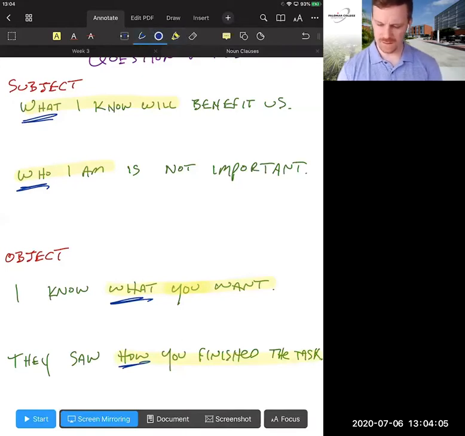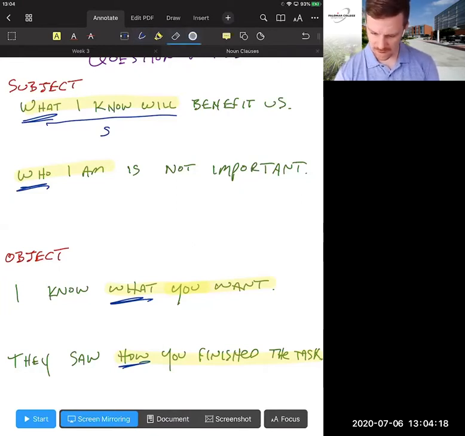So if we look at these structures, the first one is the subject of the sentence. Something will benefit us, right? Something will benefit us. Actually, I should do one correction here. Will is part of the verb. I'm sorry about that.